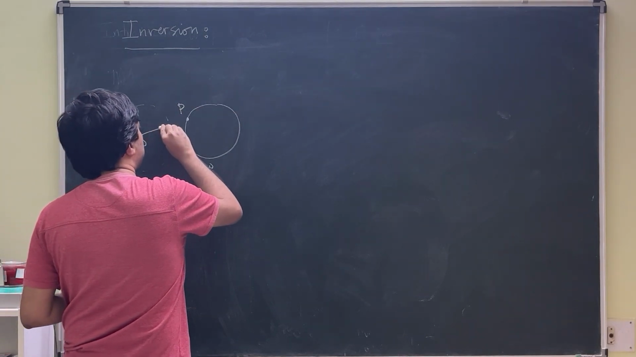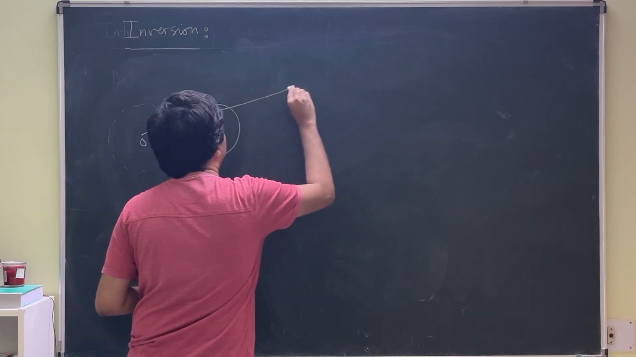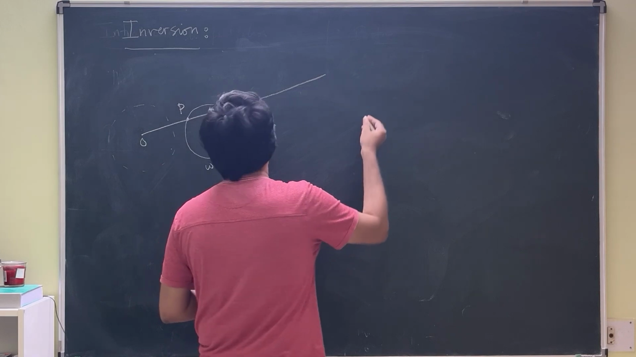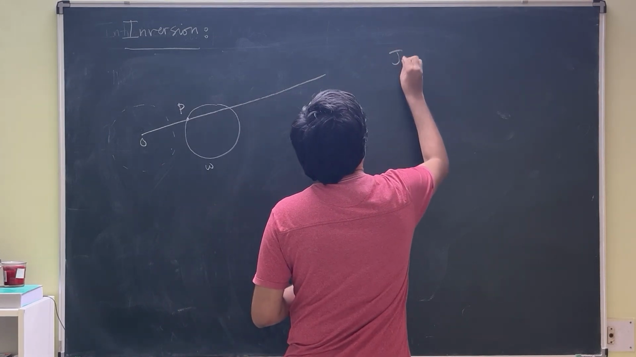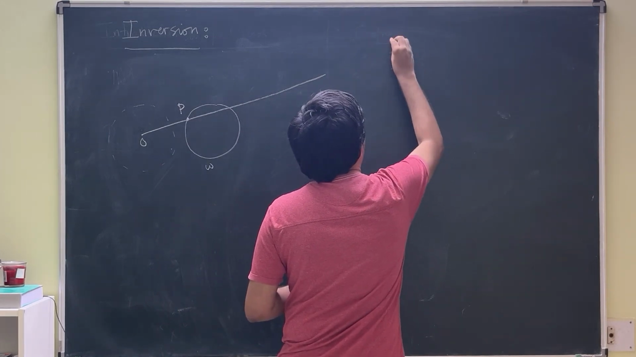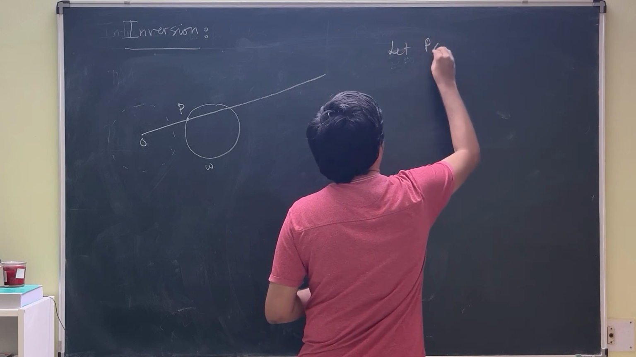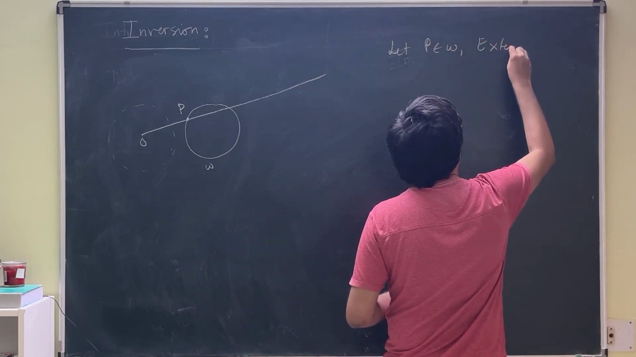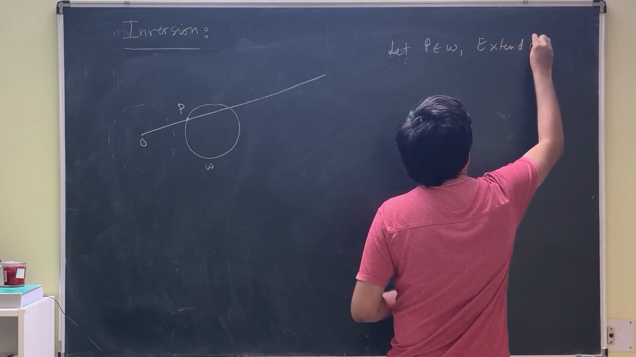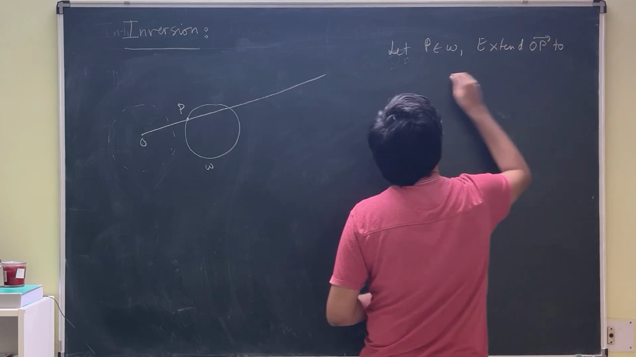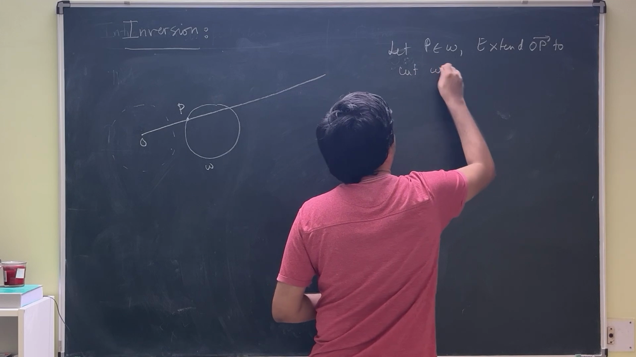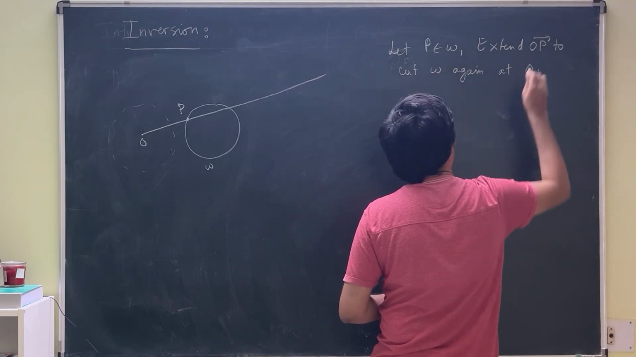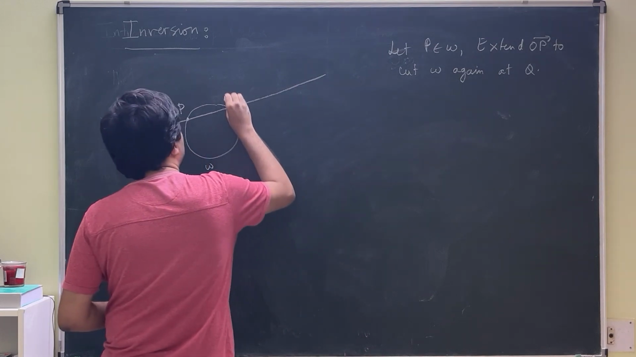What you do is you join P and O, and you extend. Join OP and extend. Okay. So I think maybe I should write it here. Join, let P belong to omega. Extend OP to cut omega again at Q. So this point where it cuts again is Q.